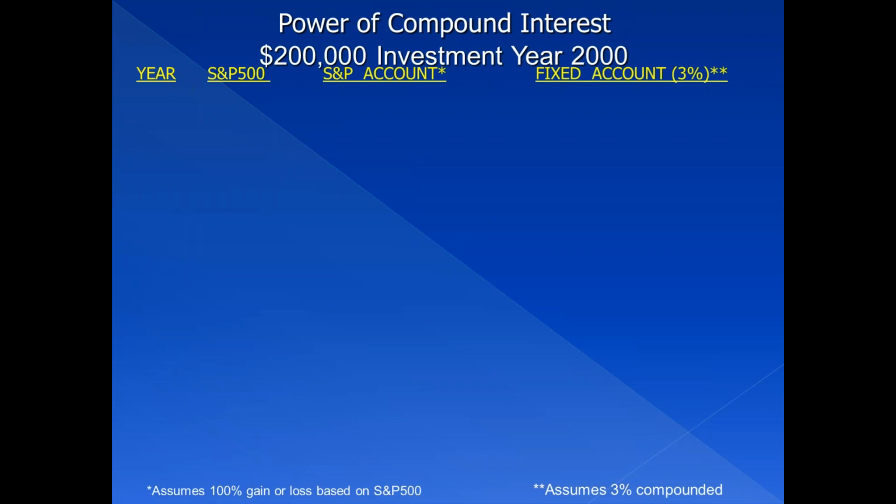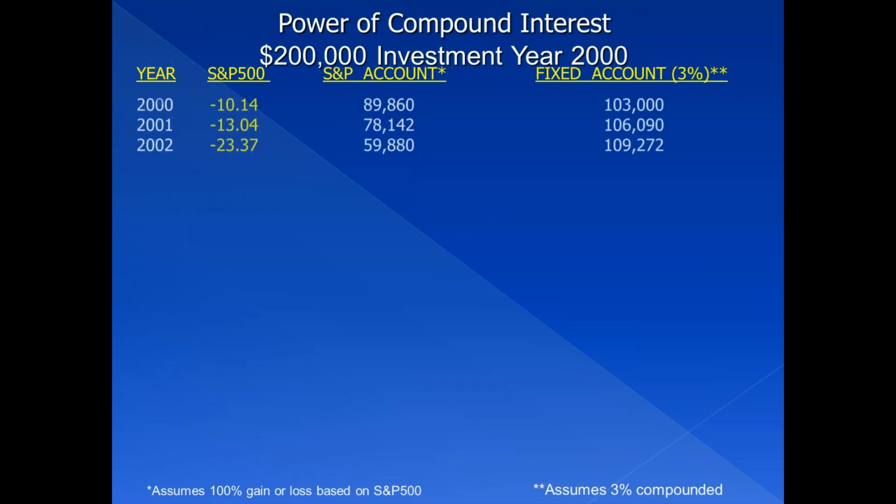I want to talk about the power of compound interest. We're going back to Mr. Einstein. And I want you to imagine that the year is 2000. You invested $200,000. That's how much money you have. And what you're going to do, you're going to hedge your bet a little bit. You're going to invest $100,000 in the S&P account, and you're going to put another $100,000 in the fixed account that's going to compound at 3%. And let's see what the performance would look like through the end of 2016.